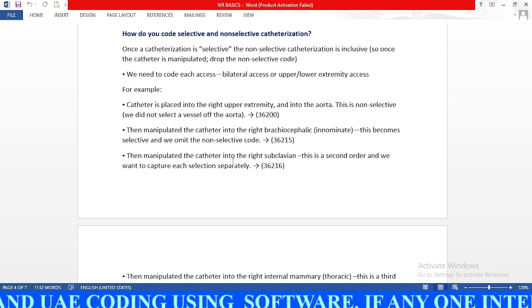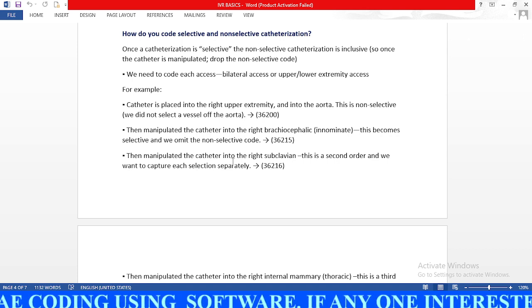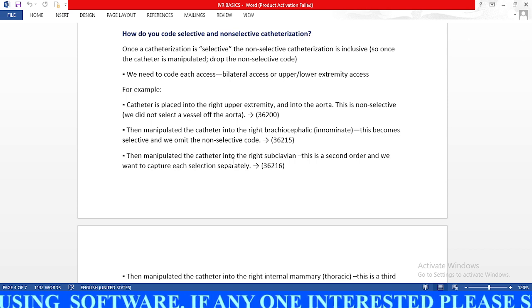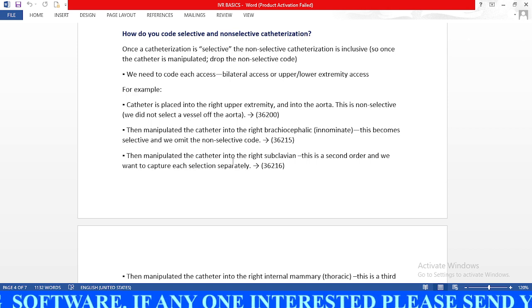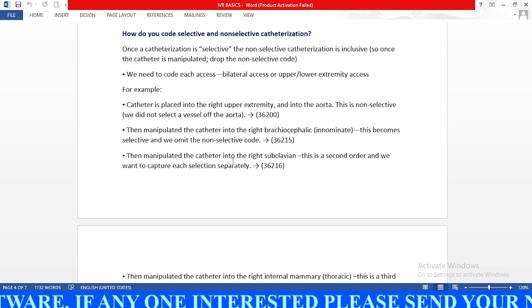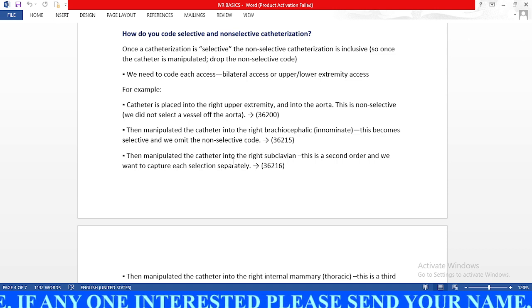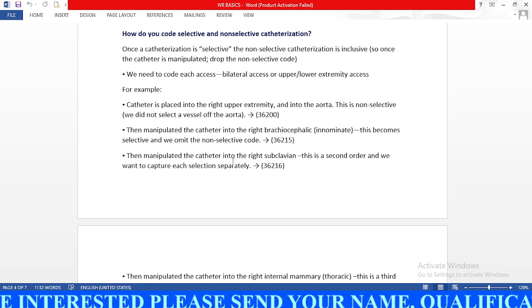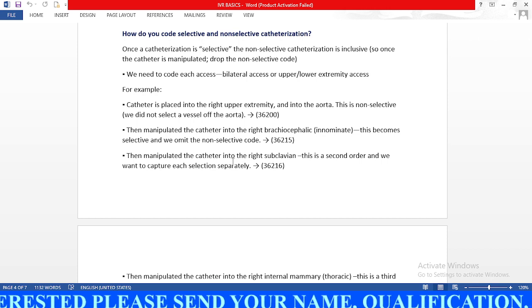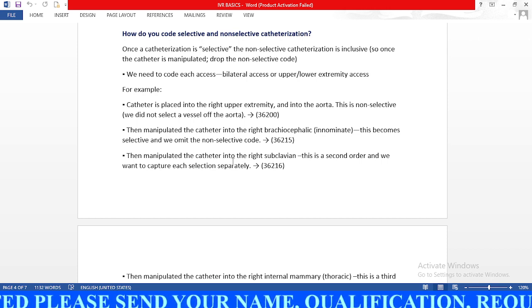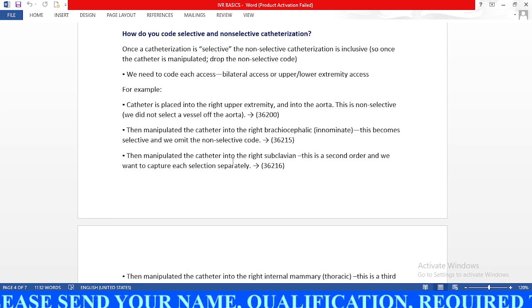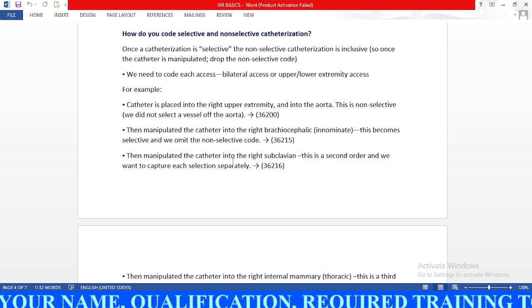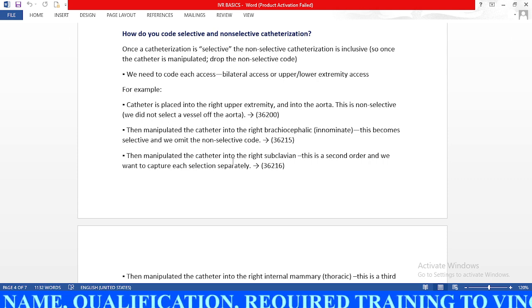For example, the catheter is placed into the right upper extremity and into the aorta. This is non-selective. We did not select a vessel off the aorta. This is 36200. So basically here the physician inserted the catheter only into the aorta. So this is non-selective. Then the physician manipulated the catheter into the right brachiocephalic innominate. So this becomes selective and we will omit the non-selective code 36200 and we can code 36215. So basically non-selective converted into selective catheterization.